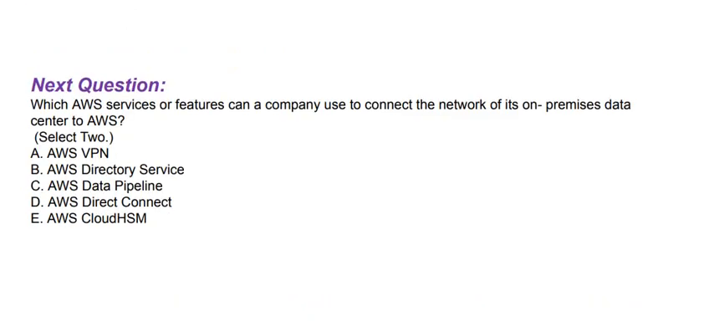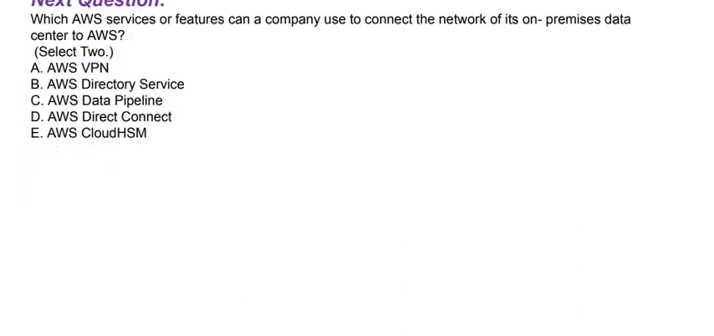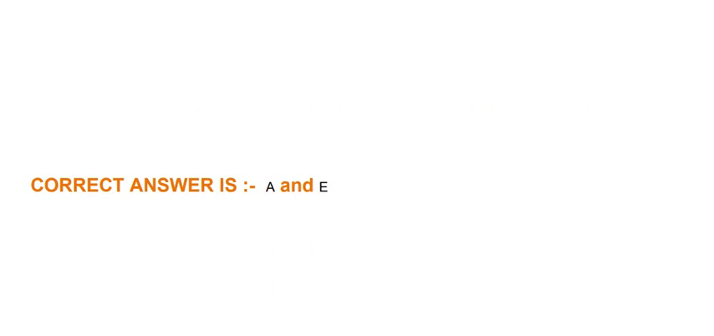Next question is, which AWS services or features can a company use to connect the network of its on-premises data center to AWS? Select two options. Option A, AWS VPN. Option B, AWS Directory Service. Option C, AWS Data Pipeline. Option D, AWS Direct Connect. And option E, AWS CloudHSM. The correct answer is option A and E.